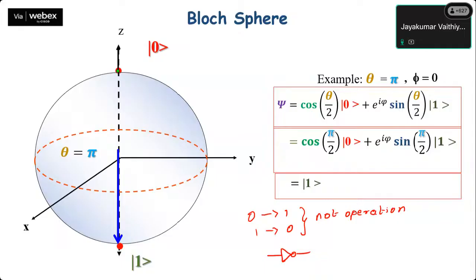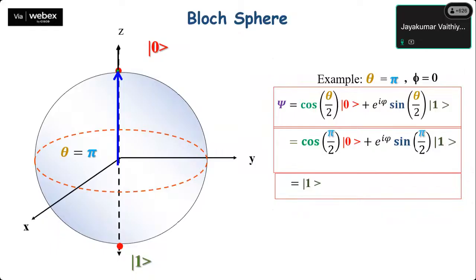So d equal to 0, what will happen? It will go for the identity gate operation. D equal to pi, what will it do? It will do the NOT operation. From state 0, if we apply d equal to pi, it will go to state 1. From state 1, if we apply d equal to pi again, it will go back to state 0. So like a bit flip, it is a state flip.